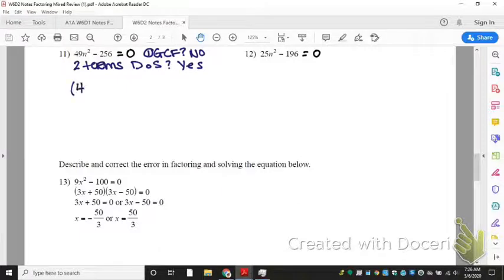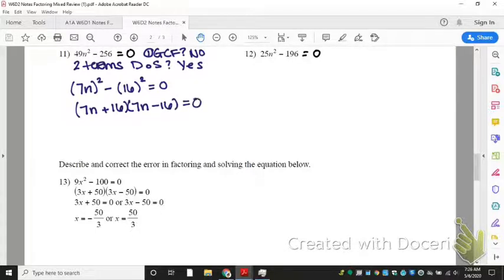49n squared is 7n multiplied by itself, so 7n squared. And then 256 is 16 squared. Okay, so now I have my format, so 7n plus 16 and 7n minus 16. We have our format for our difference of squares, and we can just plug in what we need here. And we're going to set each one of these equal to 0. 7n plus 16 is equal to 0, and 7n minus 16 is equal to 0.